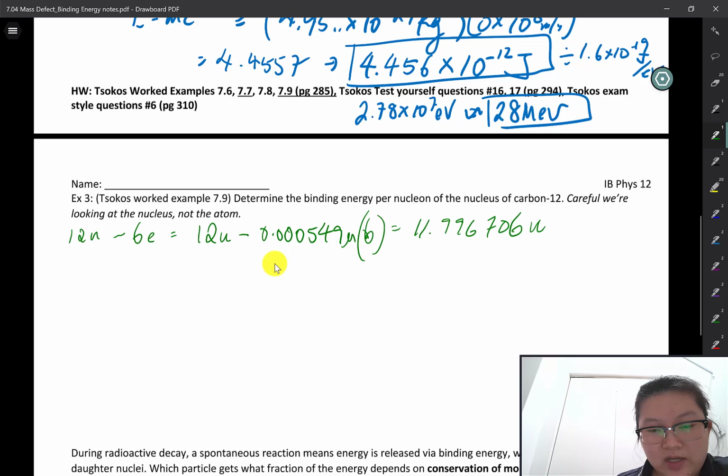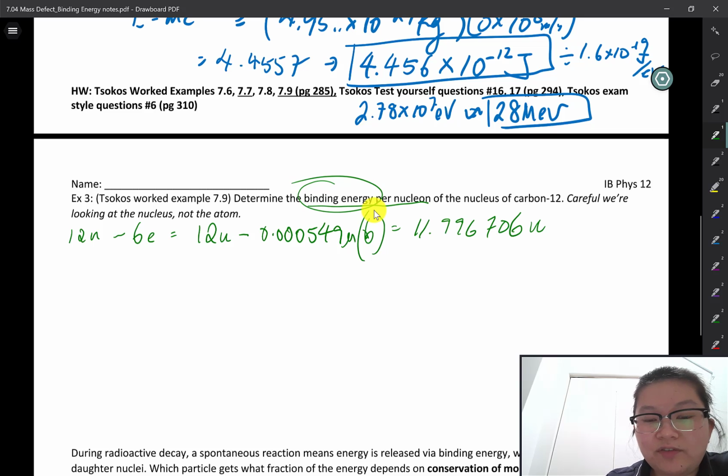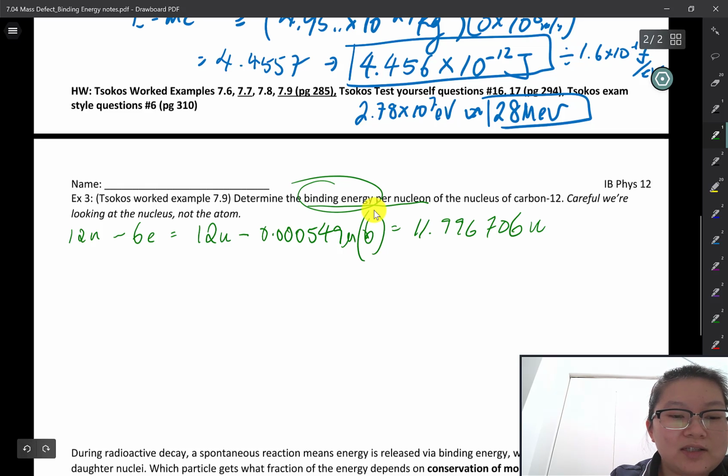But we also want the binding energy, and then the binding energy per nucleon. Let's do this first. To find the binding energy, we need to figure out the mass defect, meaning we need to compare the mass of a nucleus of carbon-12 to the mass of all of the components of a carbon-12 nucleus, which includes 6 protons and 6 neutrons.